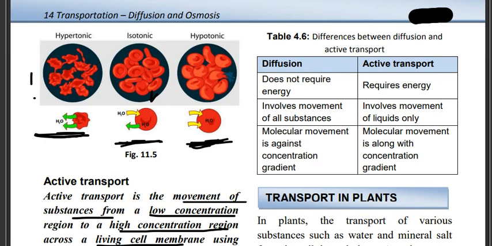Now let's look at the differences between diffusion and active transport. Diffusion does not require energy. Active transport requires energy. Diffusion involves movement of all substances, while active transport involves movement of liquids only. In diffusion, molecular movement is along the concentration gradient, while in active transport, molecular movement is against the concentration gradient.